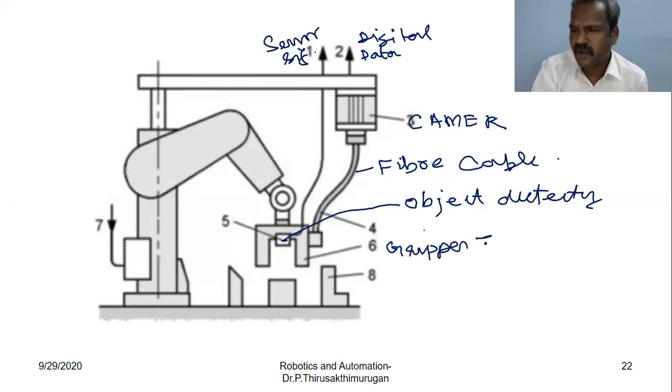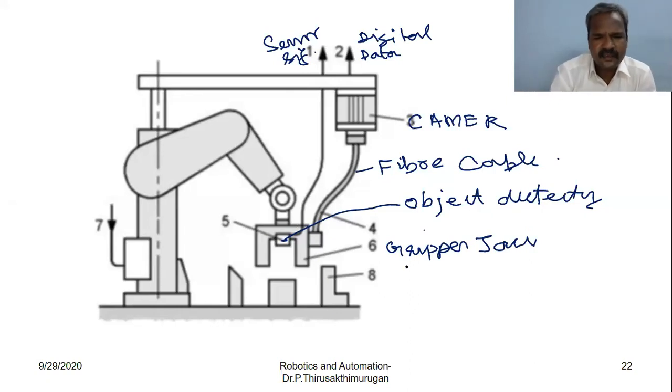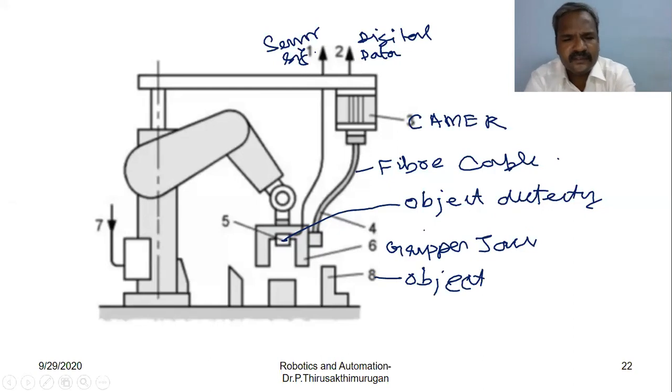Gripper jar. Okay, this is the sensor. 8 is the object. So these are all the various components in an electrically actuated gripper.